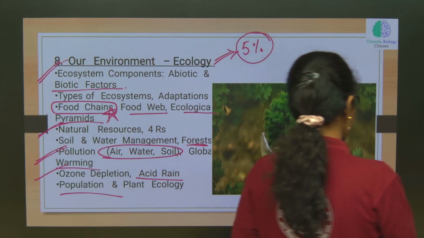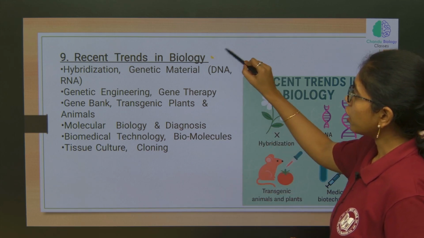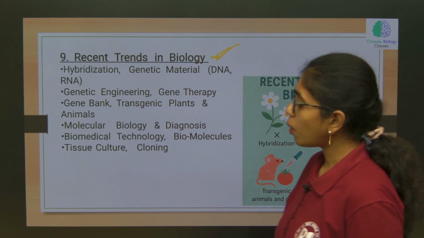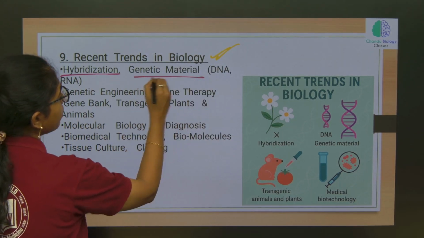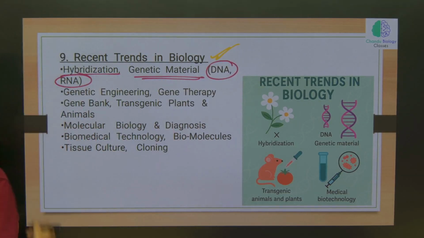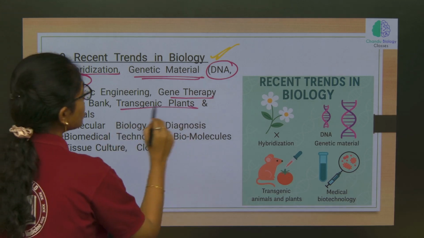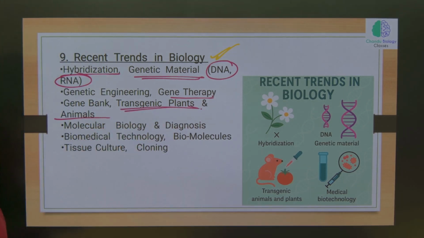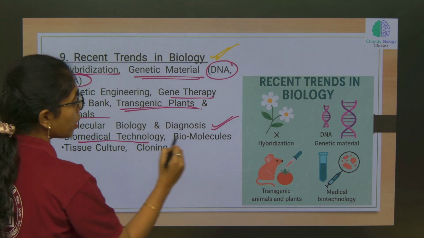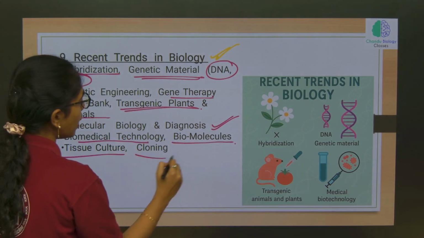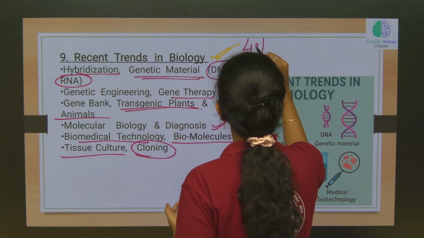Okay, and next, recent trends in biology, which includes genetic engineering. So what are the segments under this chapter? We have hybridization, genetic material, DNA and RNA, genetic engineering, gene therapy, gene bank, transgenic plants and animals, molecular biology and its diagnosis, biomedical technology, biomolecules, tissue culture and cloning. Okay, so we can expect 3 to 4% of questionnaire from this chapter.